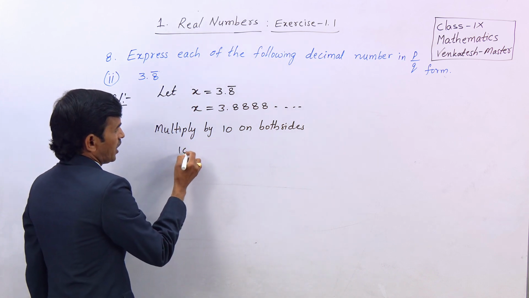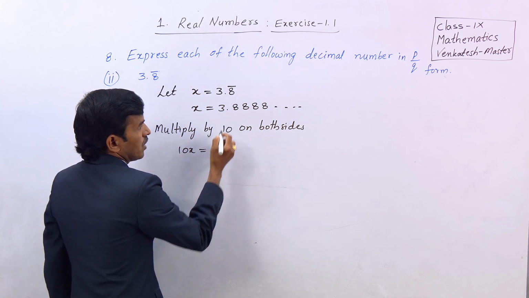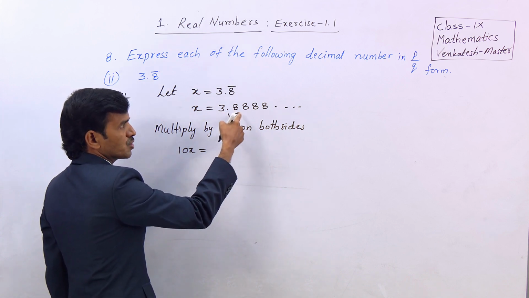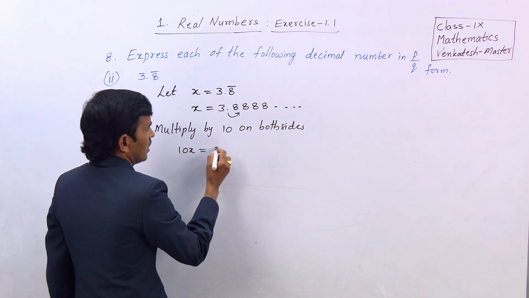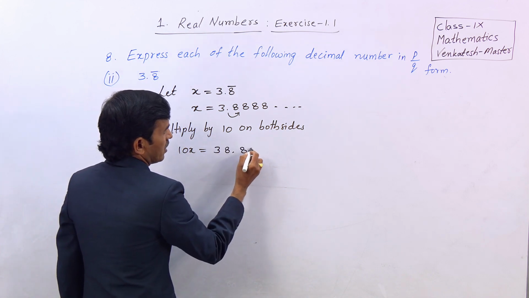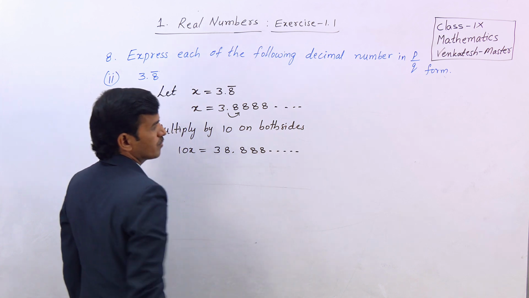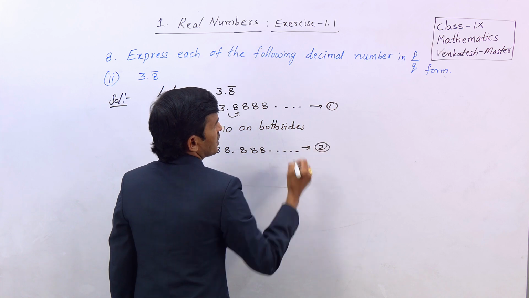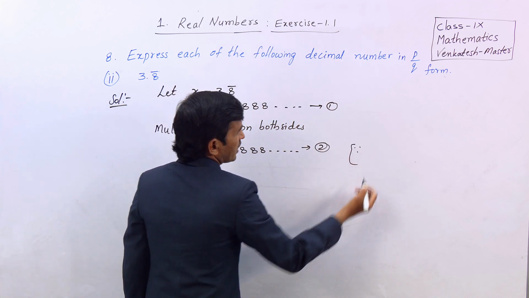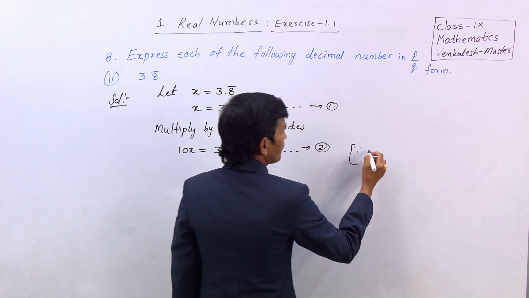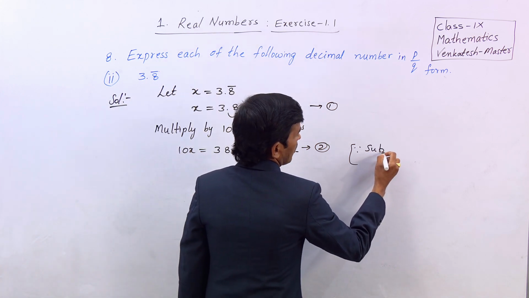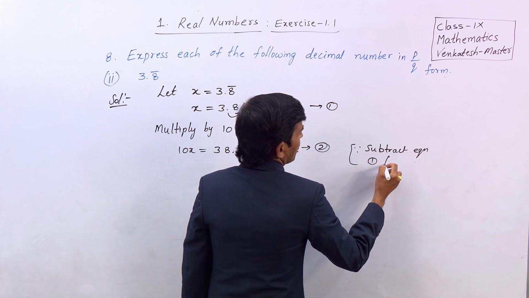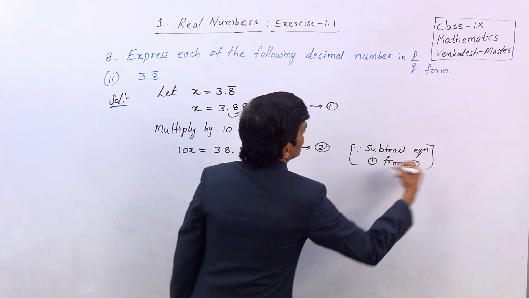Then what does it become? 10x is equal to, so when you multiply with 10, the decimal point moves one digit towards the right side, then it becomes 38.888 and so on. So this is one of the equations, let it be the first one, and this is the second. Now by subtracting equation 1 from 2, what do you get?